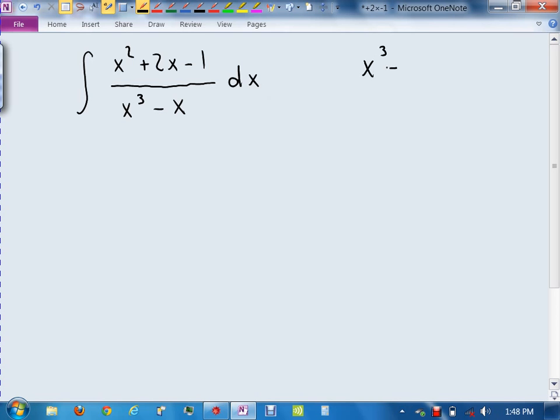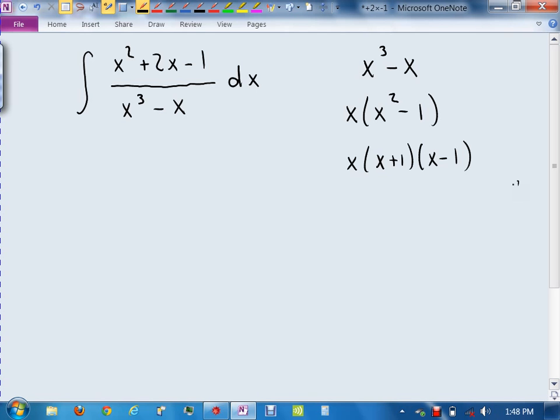X cubed minus x. If I try and factor that, that's x, I'm pulling out a GCF, times x squared minus 1. And that's x times x plus 1 times x minus 1. Right? So I just pulled out an x, then I did difference of squares.